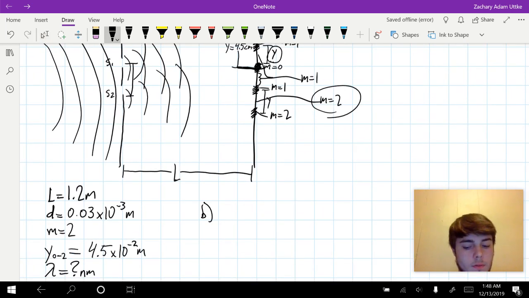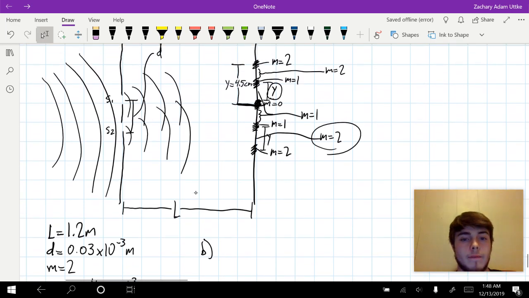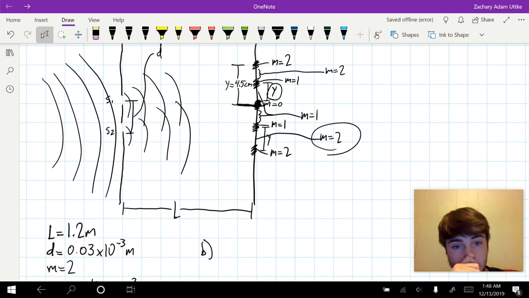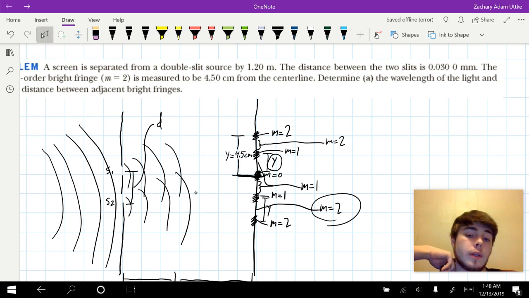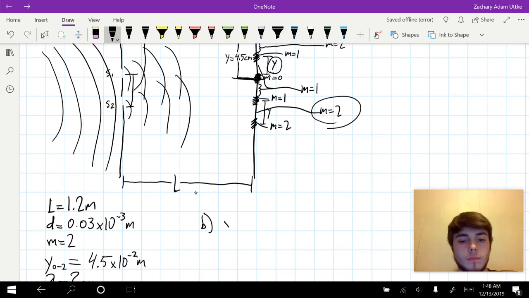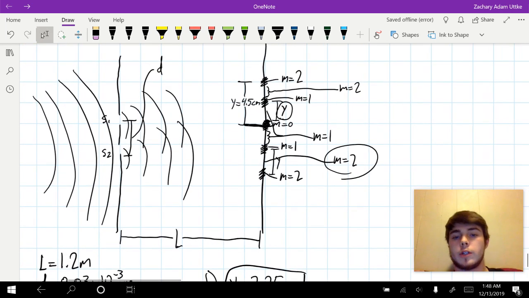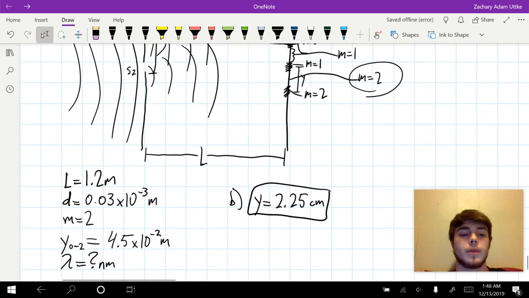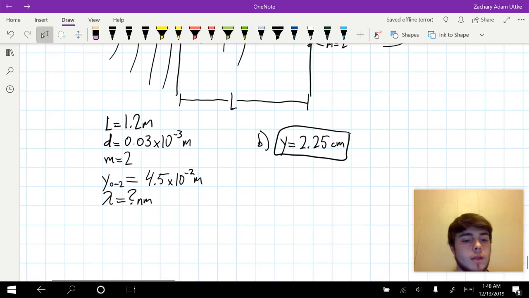So for part B, we have the distance from m equals 0 to m equals 2 is 4.5 centimeters. So the distance between m equals 0 and m equals 1 is just half that. So y equals 2.25 centimeters. So that's the distance between m equals 0 and m equals 1, as well as the distance between m equals 1 and m equals 2, as well as between m equals 2 and m equals 3. Okay, so next let's solve for wavelength, part A.